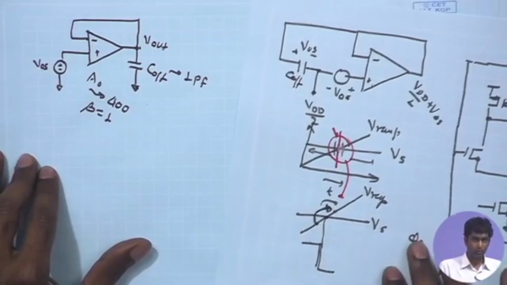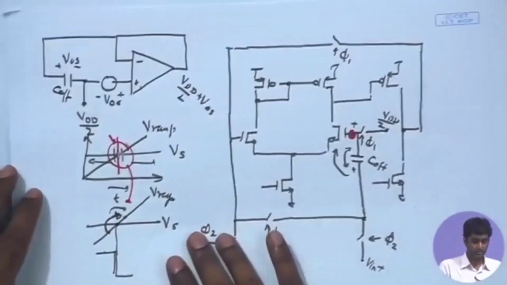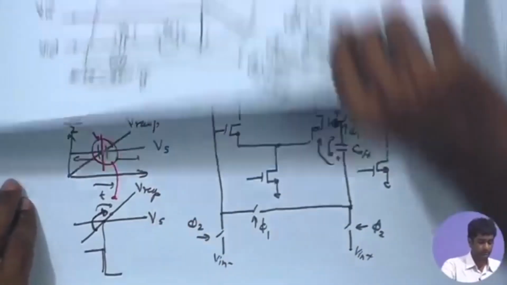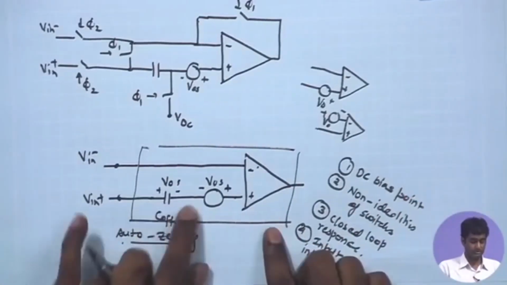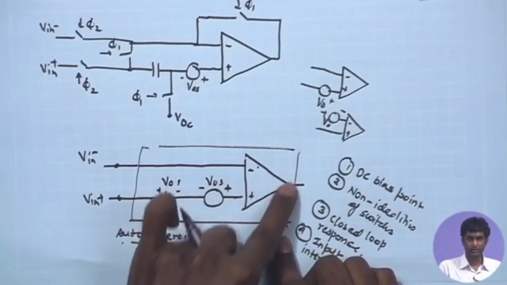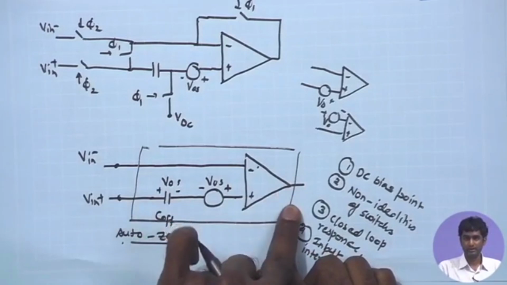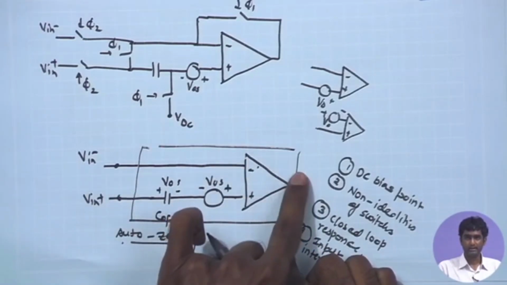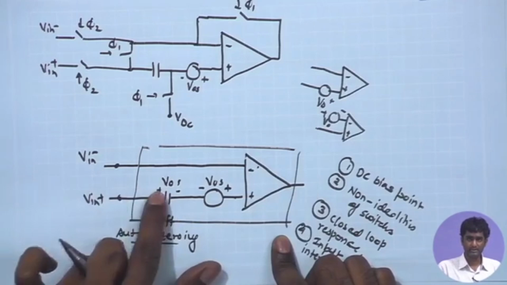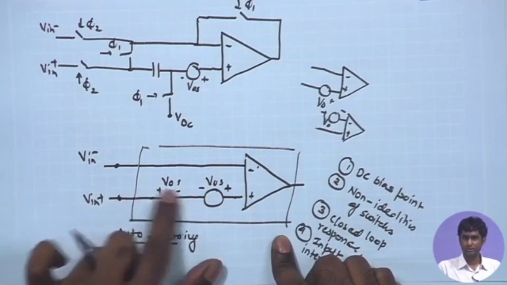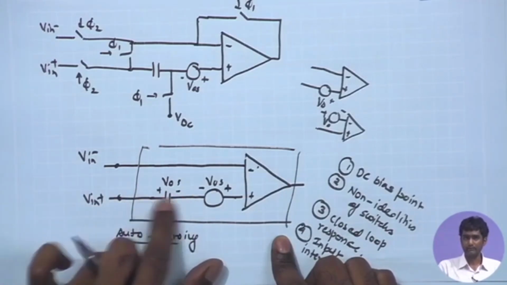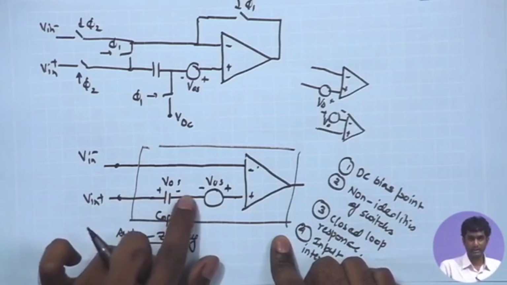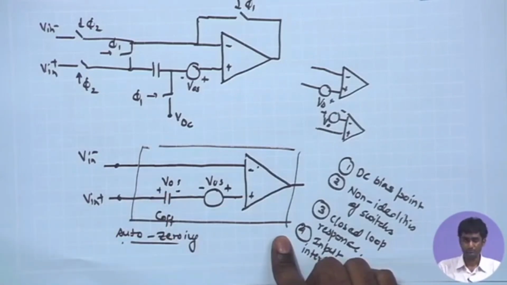What was the role of C offset in the comparison operation? During the comparison phase, however, C offset is not coming as a load, it is just in series with the input, it is not playing any role in determining the bandwidth of the comparator. The bandwidth of the comparator will be determined by the RC time constant at the output. This is just in series, it is just adding up voltage, it is not really coming into the high frequency, it is not determining the high frequency roll off.